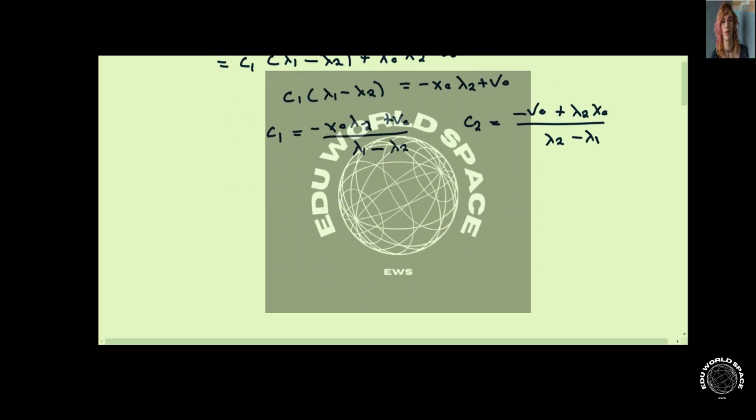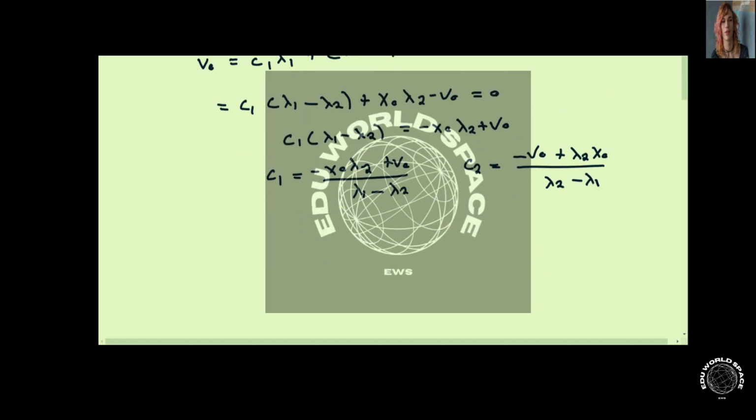Now, I was looking at the wrong thing. I apologize. This is what happens when you're reading your notes and trying to figure out what you're saying. We get c1 equals lambda 2 x naught minus v naught over lambda 2 minus lambda 1, and we can flip where we put v naught. Now we're just going to plug it into our x equation from above.